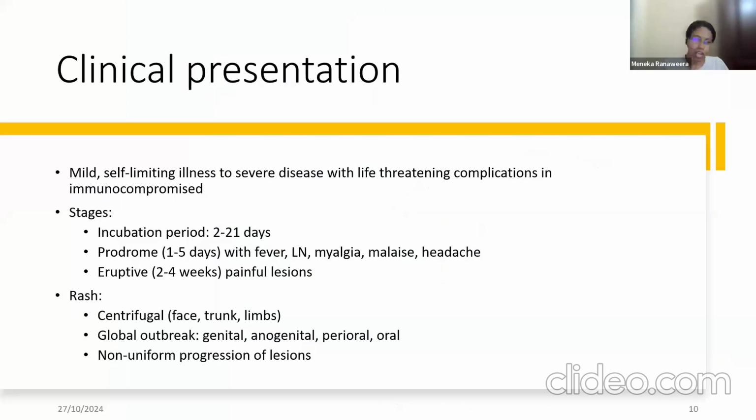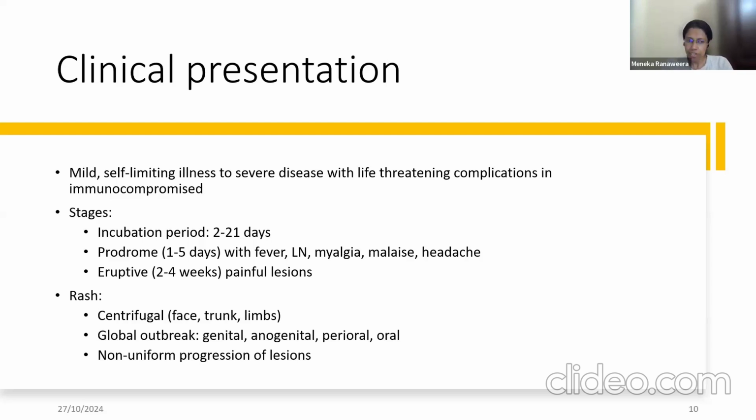Okay, so if we look at the clinical presentation, Mpox is generally a very mild self-limiting illness. However, severe disease can occur, even with life-threatening complications, in those who are immunocompromised. Usually the mean incubation period is mentioned as 2 to 21 days. You may see slightly different numbers, sometimes 6 to 13 days, but on average we can take it as 2 to 21 days, with a prodromal phase of 1 to 5 days with symptoms of fever, lymphadenopathy, myalgia, malaise, headache, and then of course the eruptive phase, which is where you get your rash and these lesions. A person is usually infectious from the start of the prodrome until the rashes have completely healed.